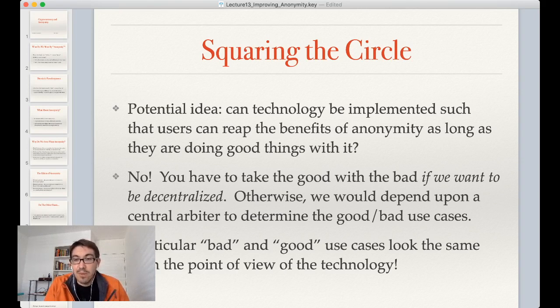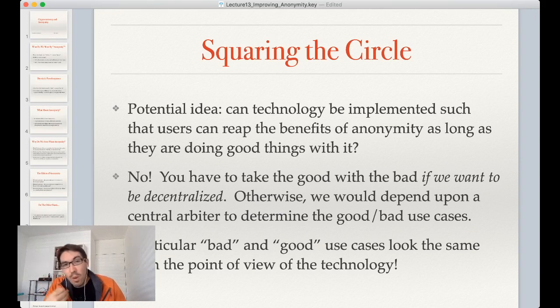There's an old saying that one man's terrorist is another man's freedom fighter. And I think this is the situation. If we want to have a decentralized system, we can't have some subjective arbiter who would say, oh, they're obviously a terrorist and we should break their encryption, versus, oh, no, they're good, they're fighting for their freedom against a tyrannical government, and so we should let them continue to use encryption tools.